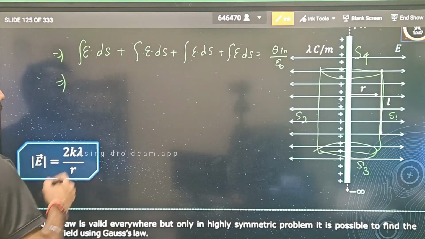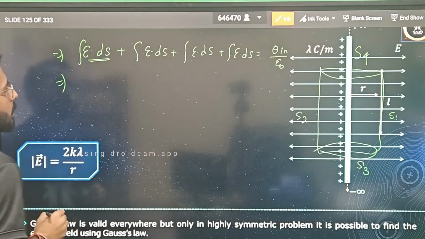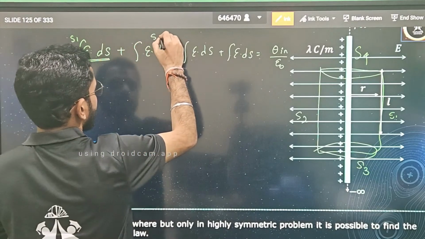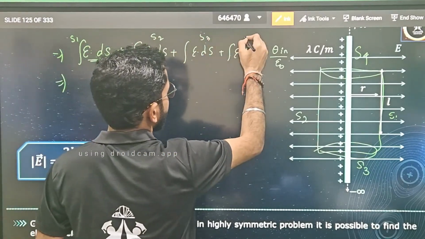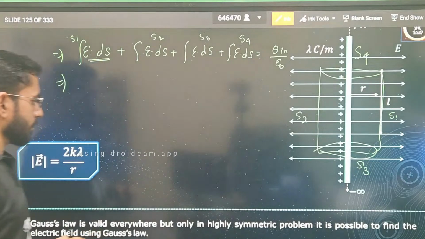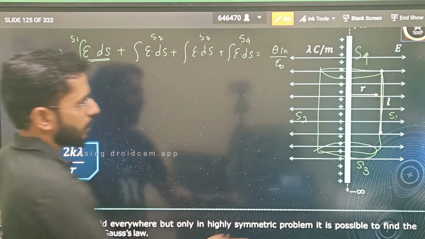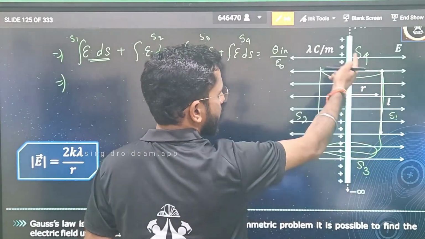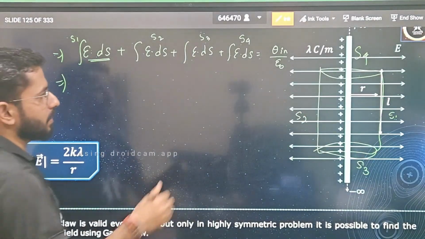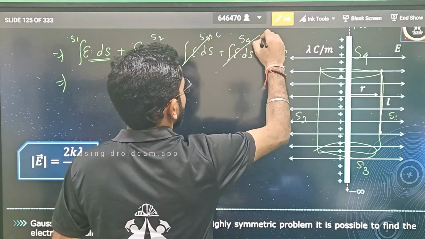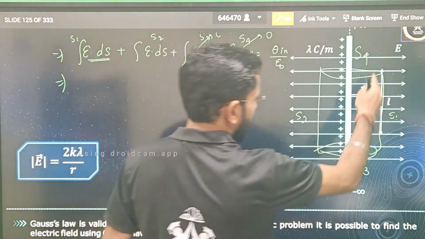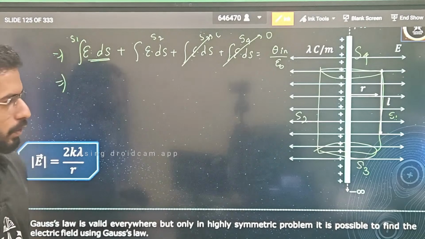Further, what can I do? I can say E dot ds, one is for surface 1, this is for surface 2, this is for surface 3, and this is for surface 4. Now tell me, for surface 3 and surface 4, what were the angles? For the dot product, theta is equal to 90, theta is equal to 90. That means the contributions of surface 3 and surface 4 will be nothing but 0. Correct? That means only E dot ds for this surface and this surface is left. Two surfaces are left.